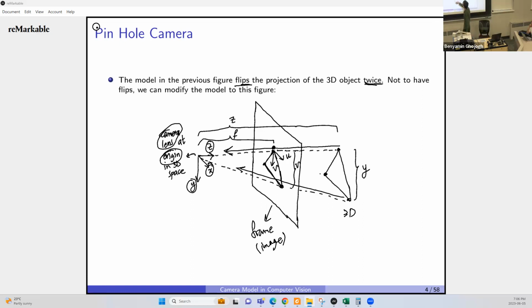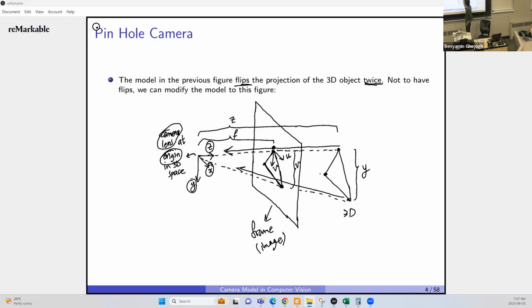Usually in 3D space we have X, Y, Z, but in 2D they denote it by U and V. Sometimes I've seen people who represent the X, Y, Z of 3D by capital X, Y, Z, and the U, V in the image by small x and y. Note that there is no Z in the frame, right? It's 2D.